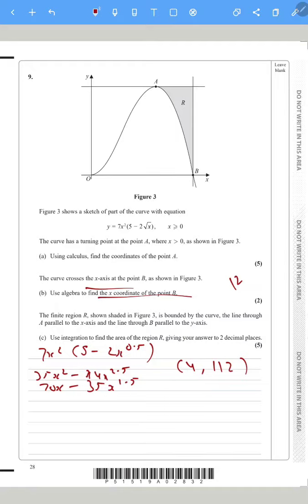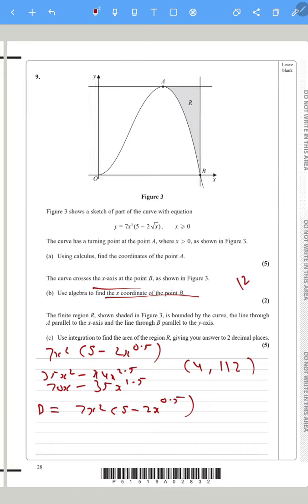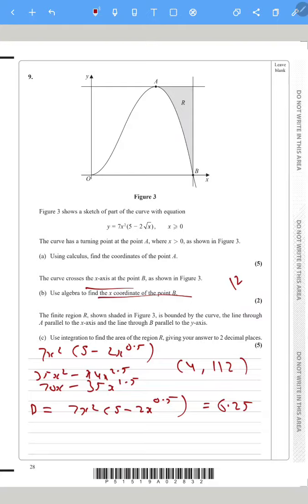Find the x coordinate of point B. So point B would be 7x squared 5 minus 2x to 0.5, where that crosses the axis, so I'll type into my calculator. Equals 0. And what does it give out? 6.25. Okay then.